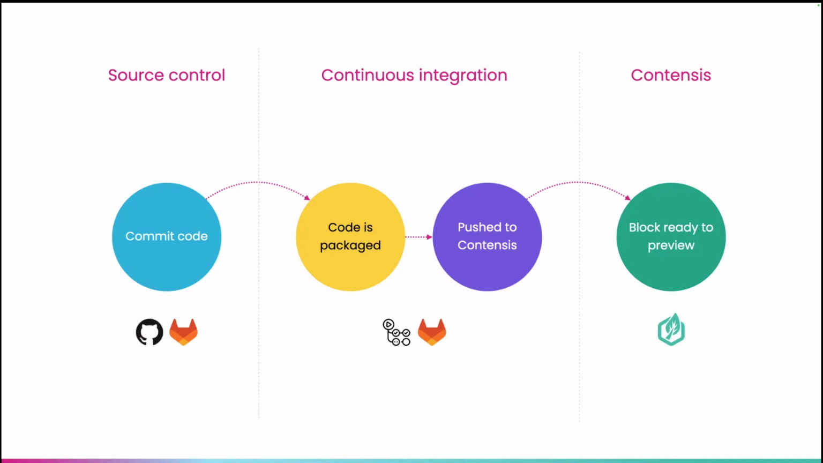And that could be run through GitHub Actions or GitLab. And once that build process has taken place, a command at the end of that sequence says, I want to push this block of code, this package code, over to Contensis as a block. And once it's in Contensis, that block becomes ready to preview the content, those blog posts, at that URL.